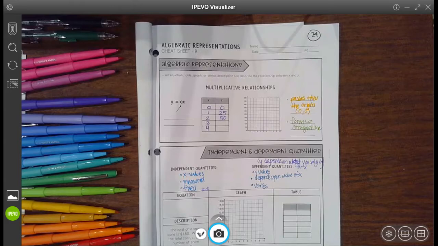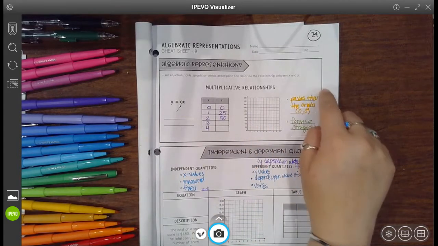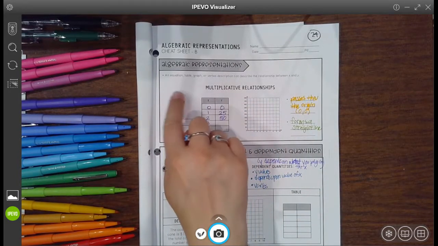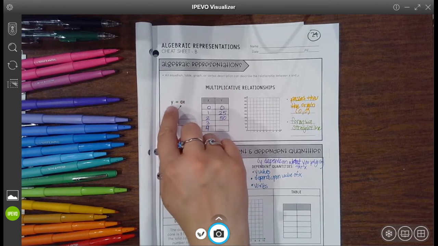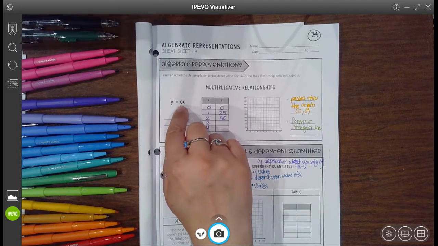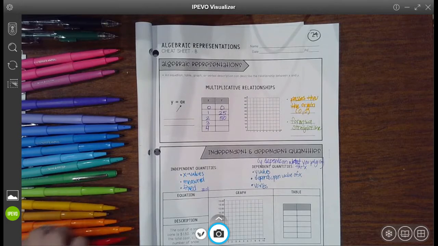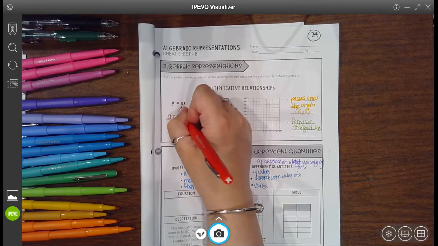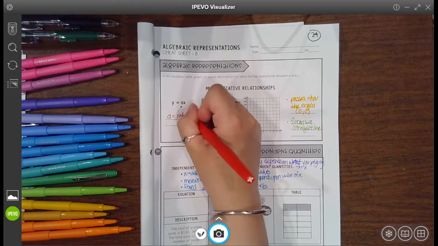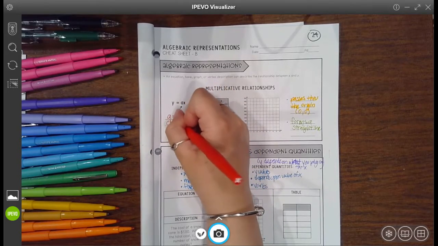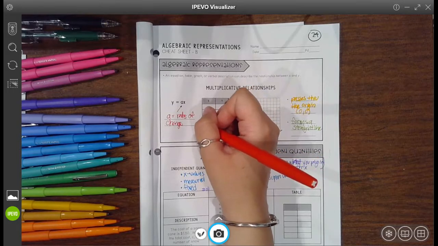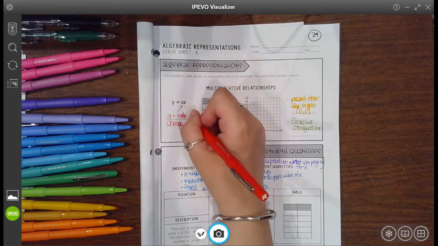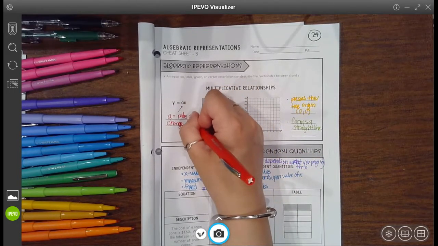So first off, an equation, table, and graph or verbal descriptions can describe the relationships between x and y. So one of the most common ones is y equals a times x, where a is known as the rate. It's known as the rate of change sometimes, or other times sometimes known as slope.